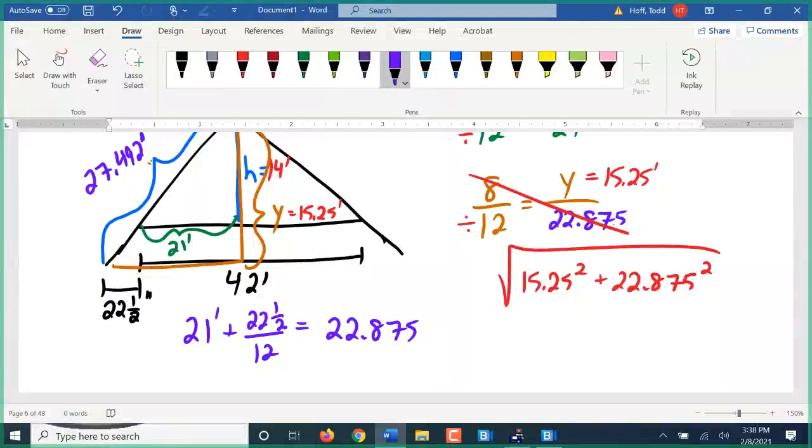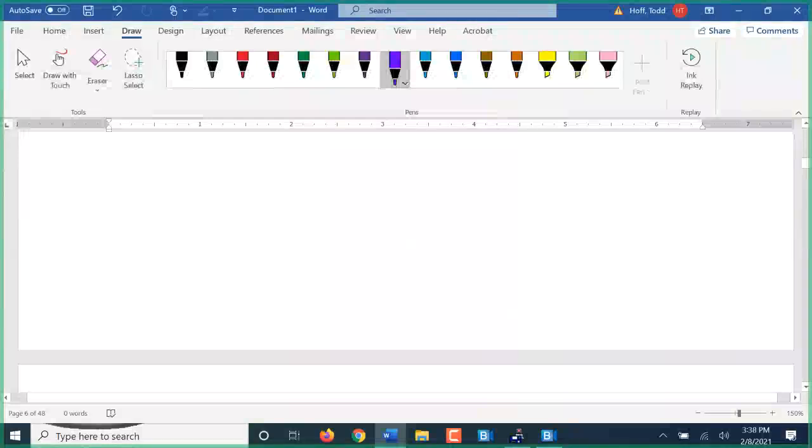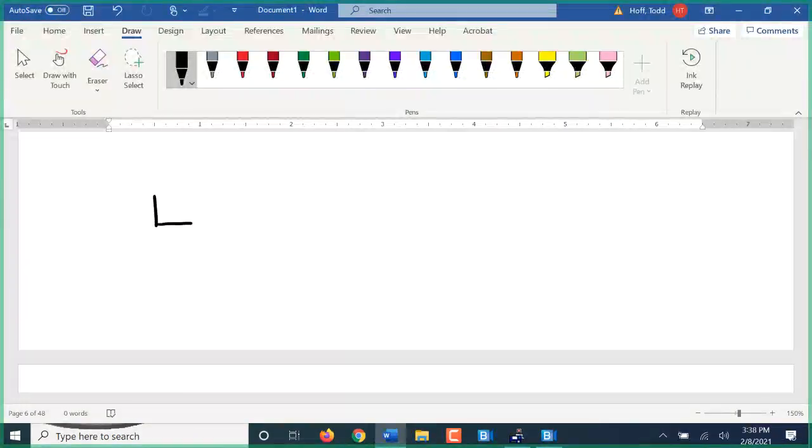I'm going to stop doing that for a while now. Let's do both of them at once now. I will go to a separate page here.